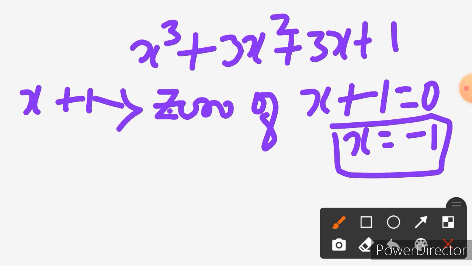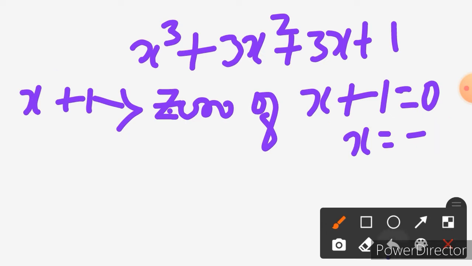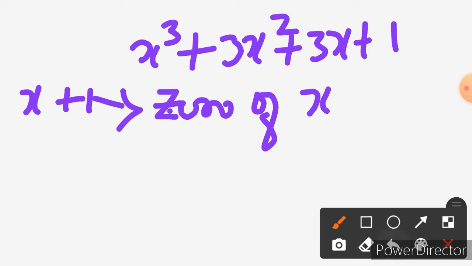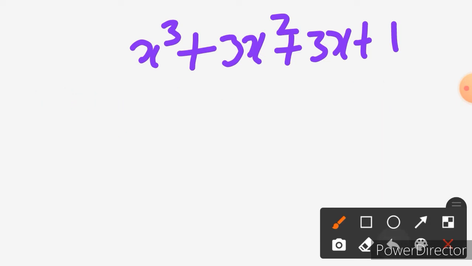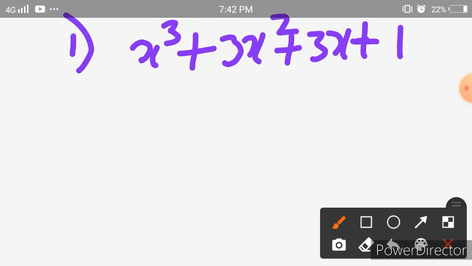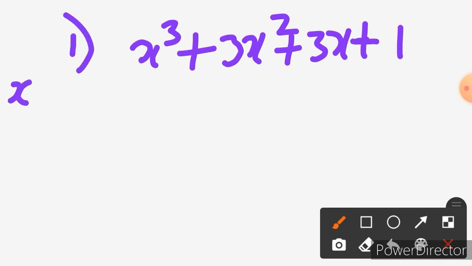Okay. Now, in order to find the remainder, this is the second method I am showing you. That was the first method. So x is equal to minus 1 I am getting here. This is the zero of x plus 1. Is it clear? Now, all I have to do is substitute x in the given expression. What is the given expression for us? That is x cube plus 3x square plus 3x plus 1. All I have to do is substitute x equals minus 1 in the given polynomial.